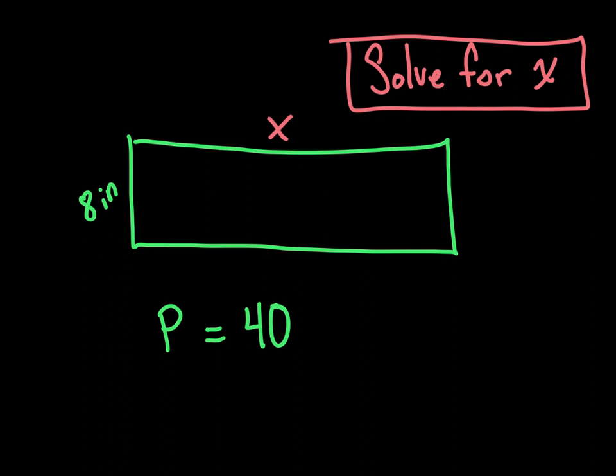Okay, you need to solve for x. All right, so we know the perimeter is 40, and we know one side is 8 inches, the other side is 8 inches, but we don't know what x is. So solve for x and bring in your work tomorrow.